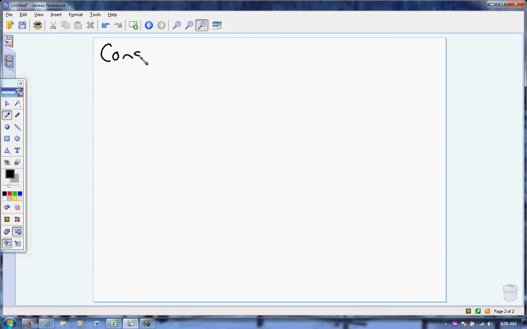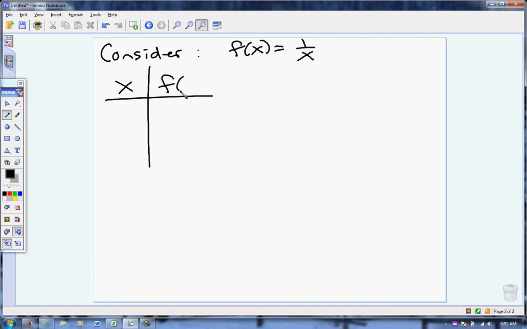All right? And the best way to learn about these is to consider them graphically. Let's consider f of x equals 1 over x. And what we're going to do is make a table, and look at what happens to this function as we get really close to 0. Does everybody see that x could not be 0 in the domain? So let's see what happens to the function values as we get close to 0.